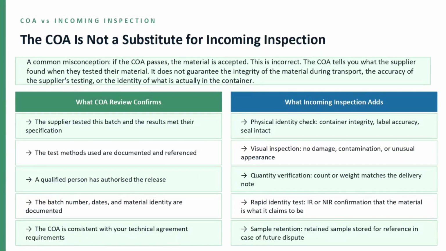But incoming inspection adds things that COA review cannot provide. The physical identity check. Container integrity, label accuracy, and seal condition. Visual inspection of the material itself. Quantity verification against the delivery note. A rapid identity test such as infrared or near-infrared spectroscopy to confirm that the material is actually what it claims to be. And sample retention, taking a representative retained sample and storing it under appropriate conditions for future reference if a dispute arises. Both activities are required. COA review and incoming inspection are complementary processes. One does not replace the other.